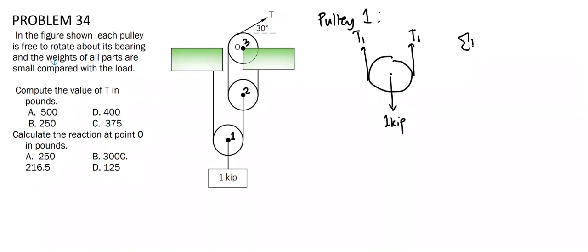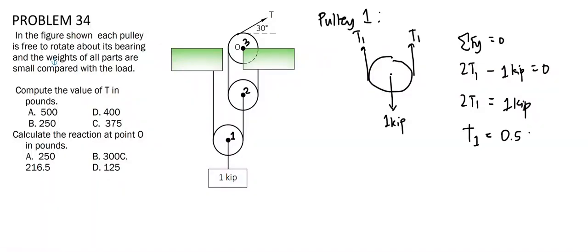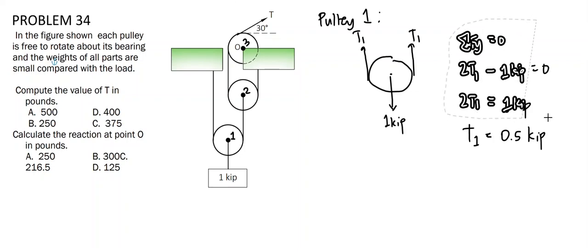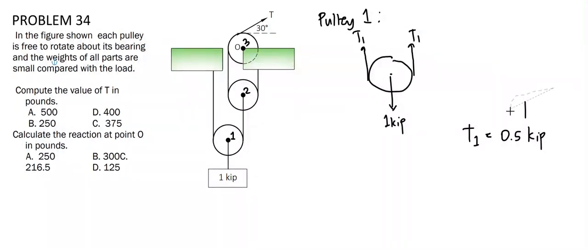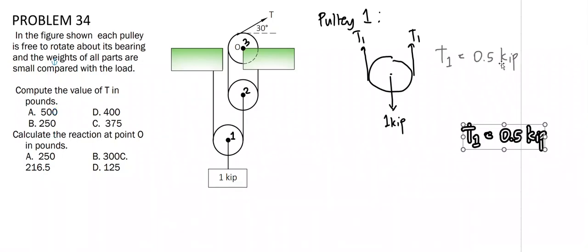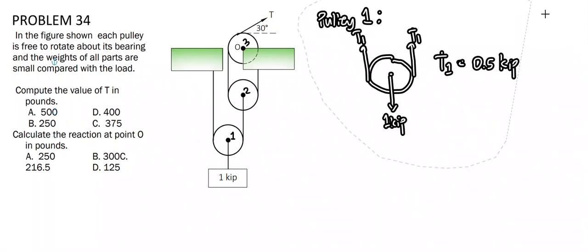Now taking summation forces vertical equal to 0, we have 2 T sub 1 minus the 1 kip force equal to 0. We have 2 T sub 1 equal to 1 kip. Divide both sides by 2, we have T sub 1 equals 0.5 kips. Now that we have the tension for the first pulley, we can proceed analyzing the second pulley.